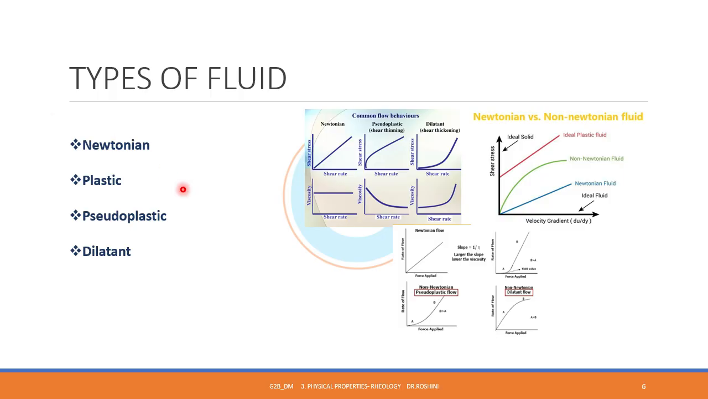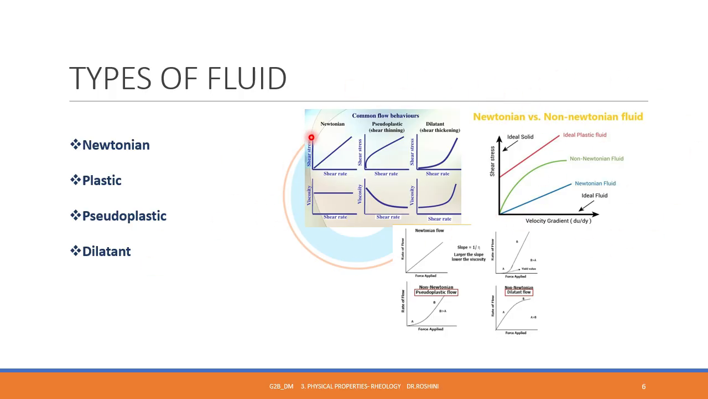So depending on how your fluid reacts with the external shear force, you have four different categories: your Newtonian, your plastic, pseudoplastic, and dilatant. Whenever I want to describe or compare all these types of fluid, I want you to particularly understand the individual graph before moving on to the combination graph.